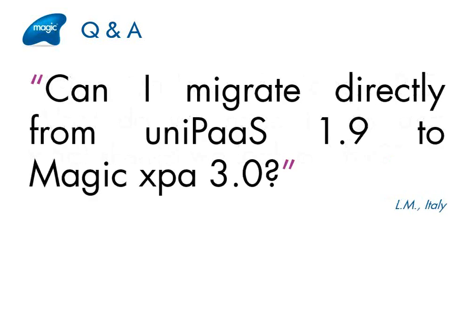Next question. Can I migrate directly from Unipass 1.9 to Magic XPA 3? Asking LM from Italy. The answer is yes, you can. Magic XPA 3 also includes the migration process from version 1 to version 3 or to version 2, doesn't matter. So you can migrate immediately. You don't need to install version 2 for it. Only licenses, I guess, right? They need a license from 1 to 3, but you don't need to buy another license for version 2 in the middle. Perfect.